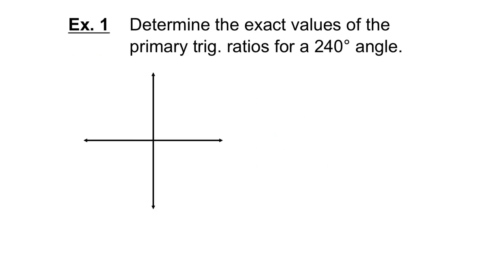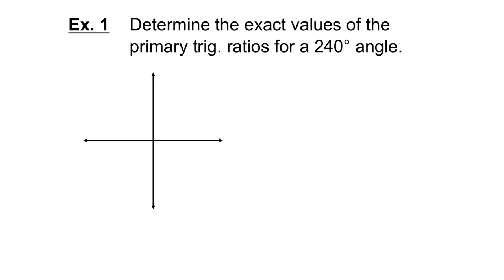Okay, so I'm going to walk you through an example of how we would use this. Determine the exact values of the primary trig ratios, that's sine, cosine, and tangent, for a 240-degree angle. Now, we want exact values. If you look on your chart of special angles, you'll notice 240 degrees is not on that list. We only have 0, 30, 45, 60, and 90 degrees. We want to find the values for 240 degrees.